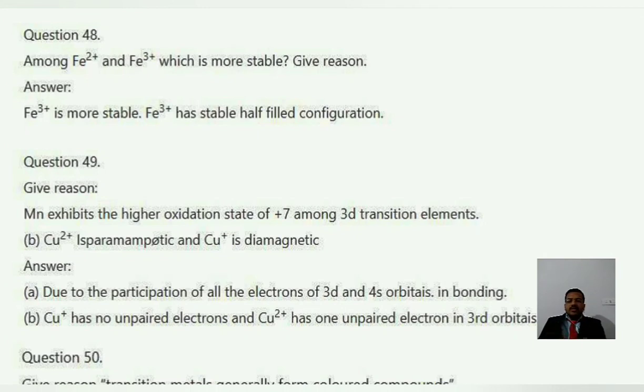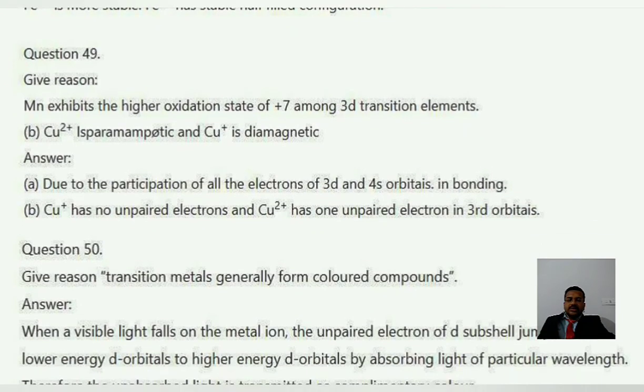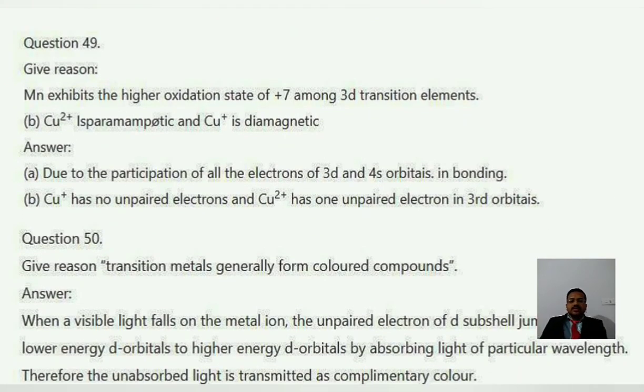Question number 49. Manganese exhibits the highest oxidation state of +7 among 3d elements. Give a reason for that. The second one is Cu2 plus is paramagnetic and Cu plus is diamagnetic. The answer is due to the participation of all electrons of 3d and 4s orbital in bonding. In manganese, you can see that all the electrons in 4s and 3d are involved in bond formation. So that is the reason for it exhibiting oxidation states ranging from +2 to +7.